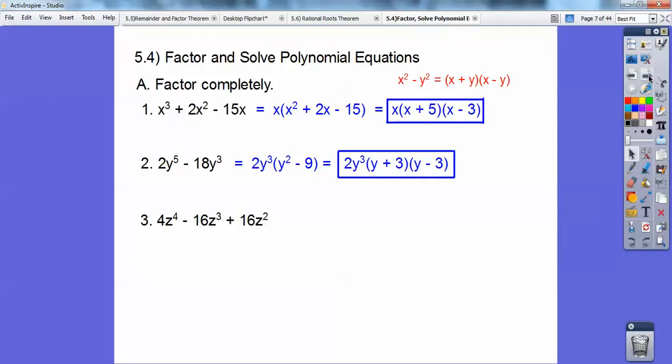Here I'm going to pull a 4z squared out of all those. When I pull a 4z squared out, I'm left with z squared minus 4z plus 4, and this is a perfect square trinomial. Factors of 4 that add to -4 are -2 times -2, so it's z minus 2 times z minus 2, or z minus 2 squared. Don't forget your GCF that you pulled out right there.